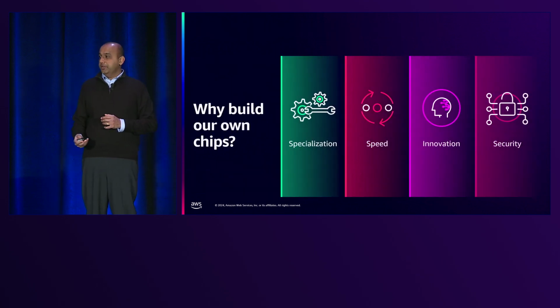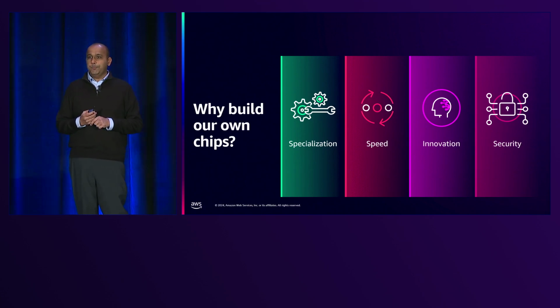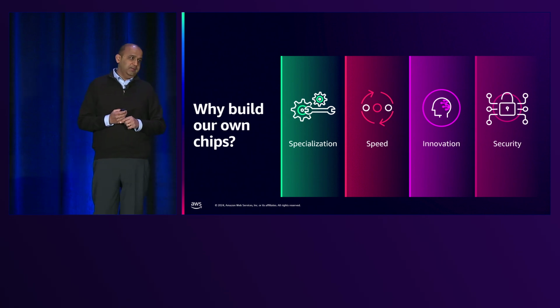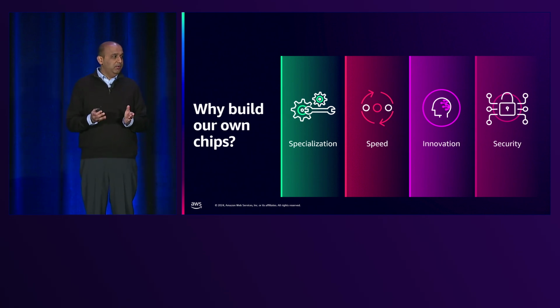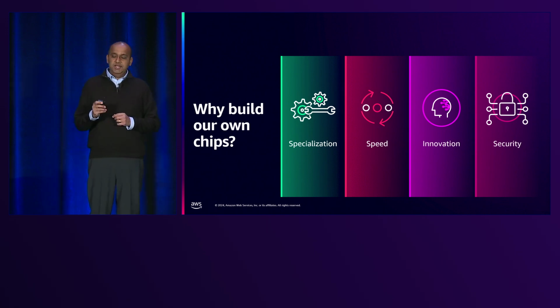Before we go deeper into Graviton, let's spend a minute talking about why AWS has embarked on the journey of building custom chips. There are many reasons for this, starting with specialization. This allows us to bring in the right feature set, optimize for our use cases in the cloud, and optimize for cost and power. Speed. From defining the product to building the servers to landing those in our data centers, all the teams that own both the hardware and the software stack are under one roof.